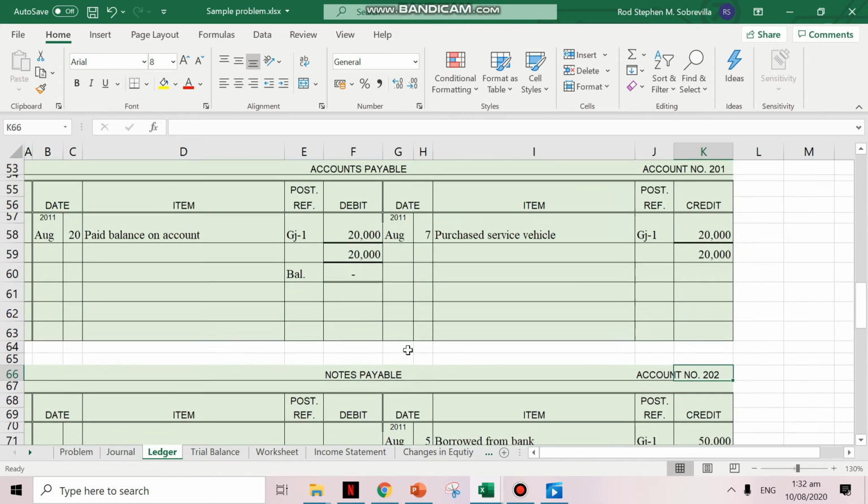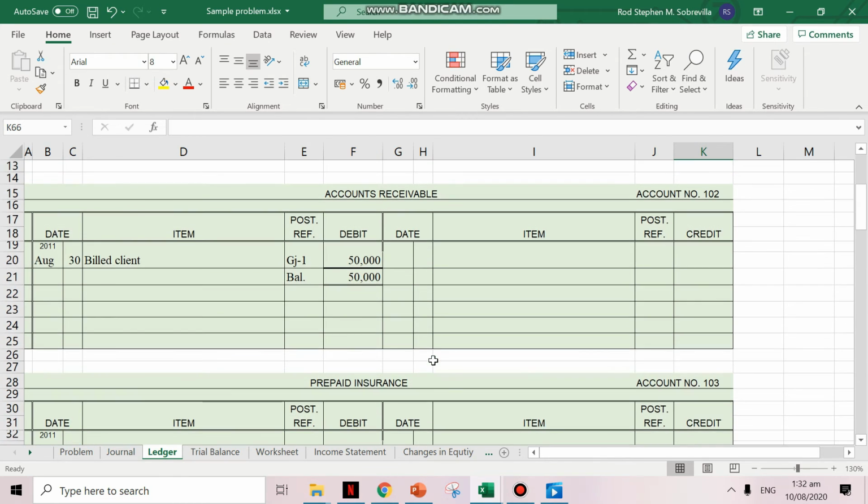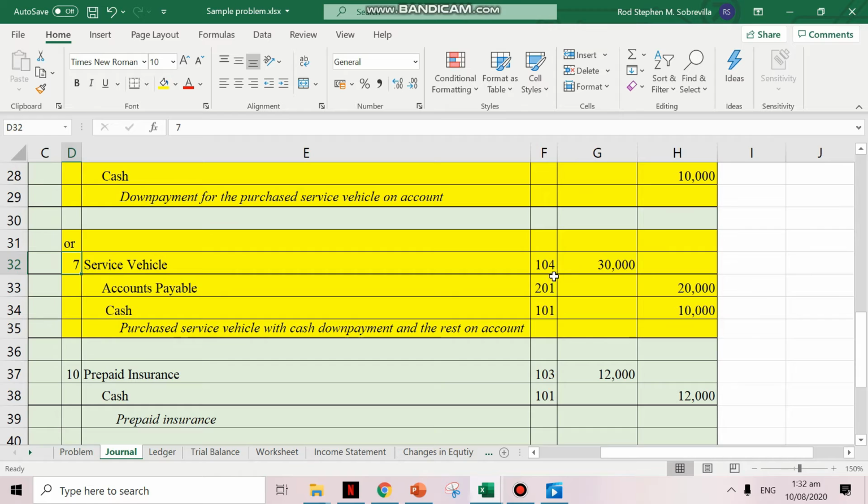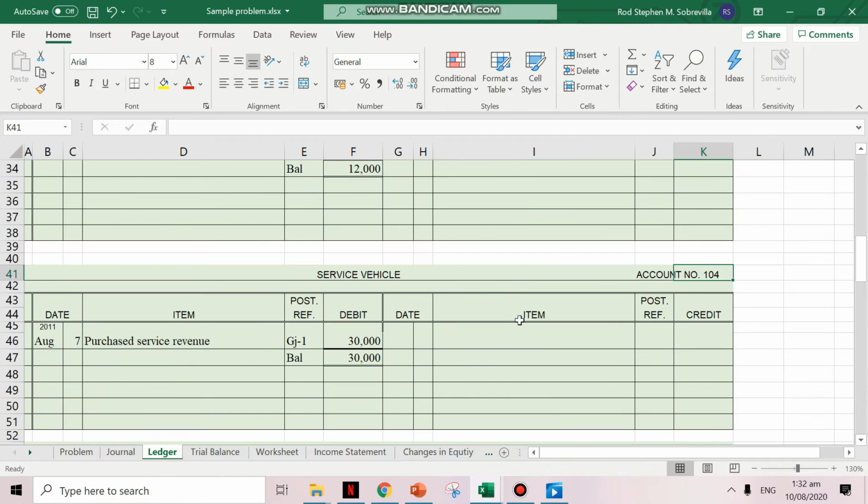So, punta tayo sa 104. Ayan. So, year, month, date, simple description, and then the amount of 30,000, kung saan galing na journal, and then kunin natin yung account number 104. So, post na siya. Excuse me. And then, accounts payable, credit, 20,000. Pang ilan yung accounts payable? 201. Punta tayo dun sa 201.